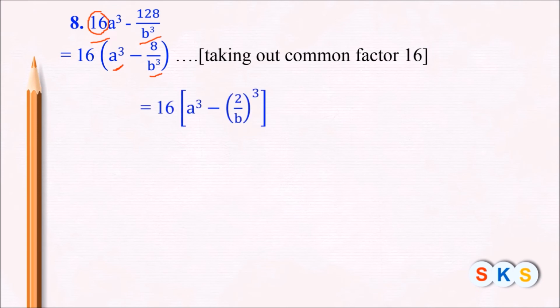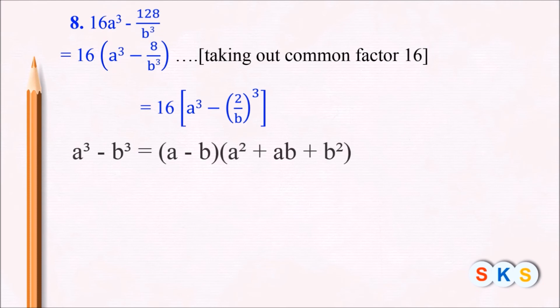Okay, so here you can see that I have written the bracket. The terms which were there in the bracket I wrote in the form of cubes. You can see a raised to 3 and here 2 upon b whole raised to 3. Now we will use the formula here: a raised to 3 minus b raised to 3 equals a minus b into a square plus ab plus b square.